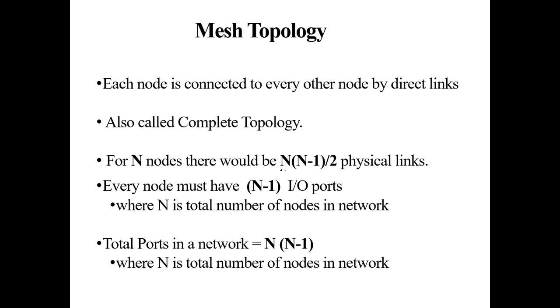So in mesh topology, for n nodes, there would be n into n minus 1 divided by 2 physical links, that is cables. And in this mesh topology, every node must have n minus 1 IO ports, where n is the total number of nodes available in the network. And what is the total number of ports required in a network? It is n into n minus 1, where n is the total number of nodes in the network.